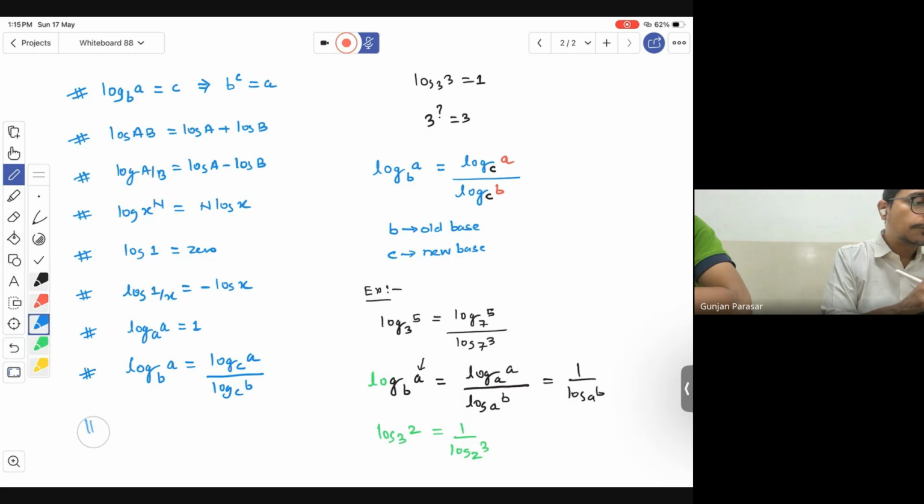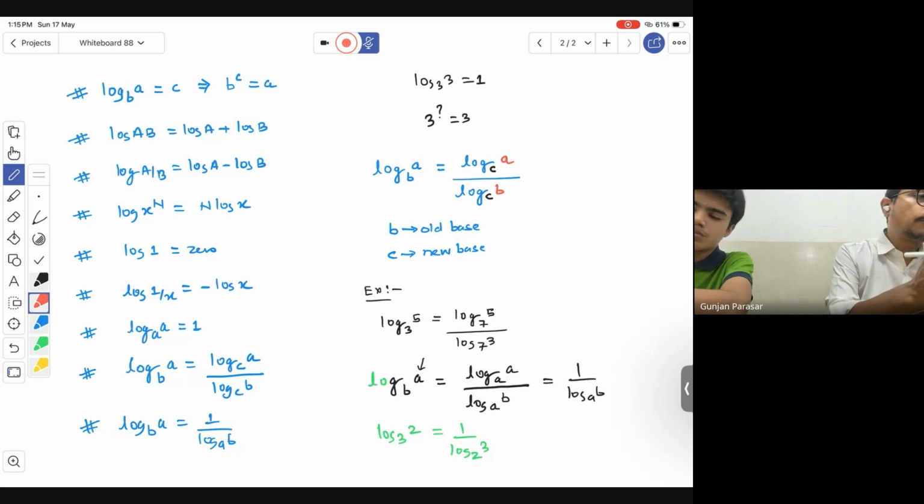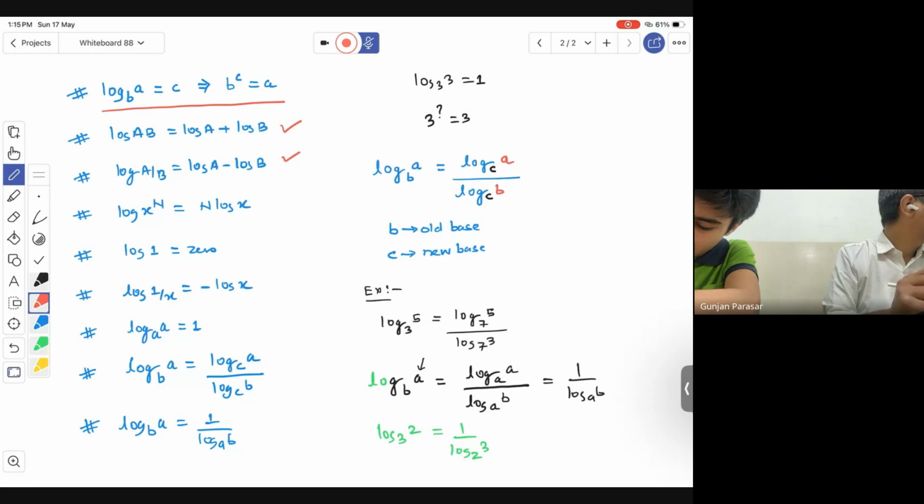One more formula, so many formulas. So log B A is equal to 1 by log A B. Okay. So which formula should you never forget? The first one at least, and maybe the second one and third one. Three you should not forget for doing physics. Sometimes we might use it.